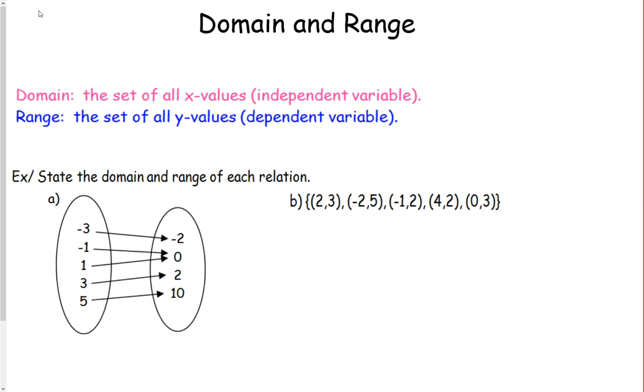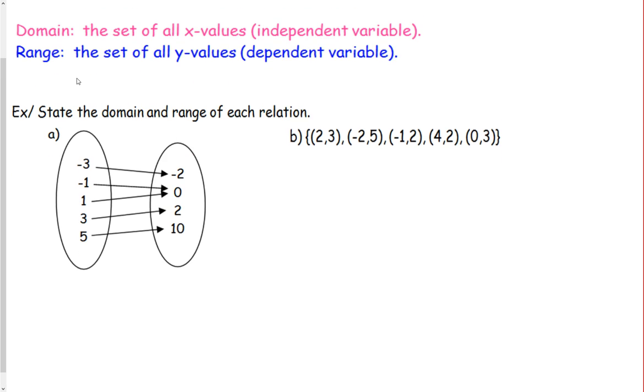So again, our domain is the set of all possible x values. That's our independent variable. Our range is the set of all possible y values. That's our dependent variable. So what we're going to do in the first couple examples is I'm going to actually write out the range and the domain. And we're going to start with these two examples here.